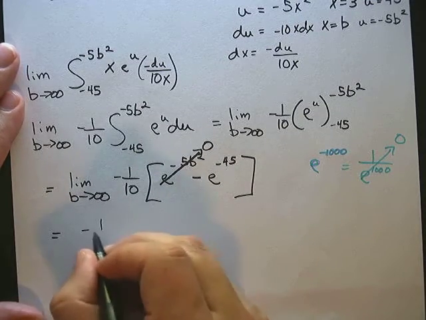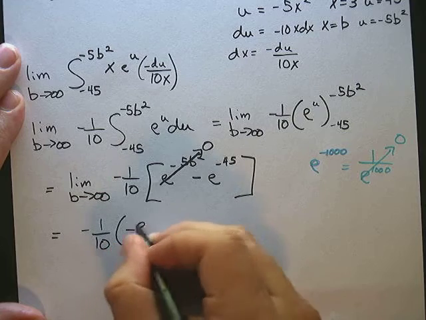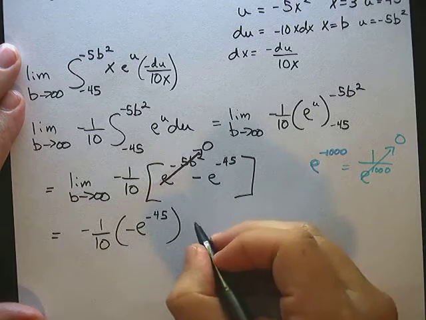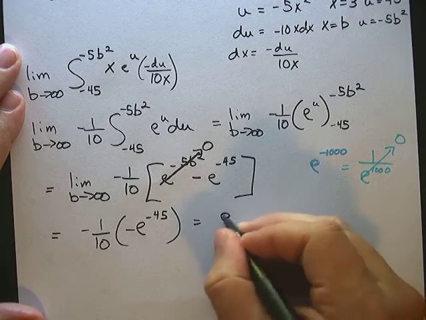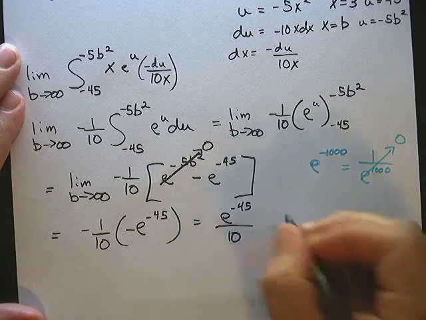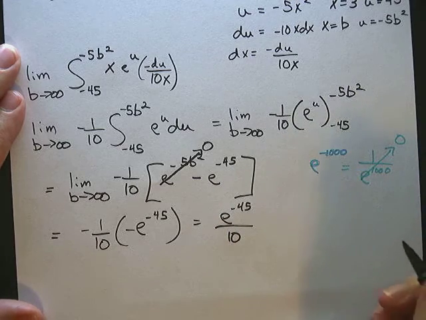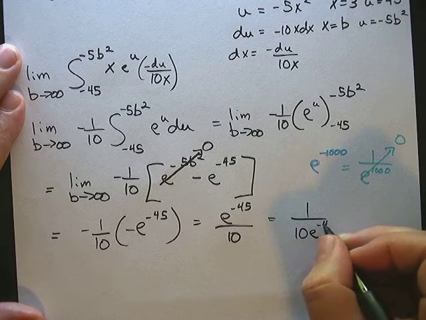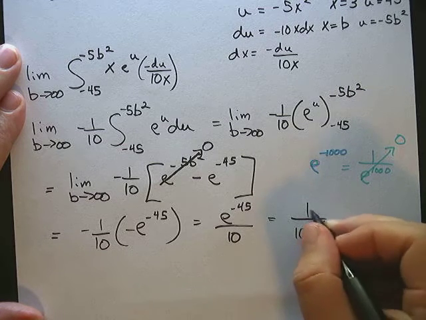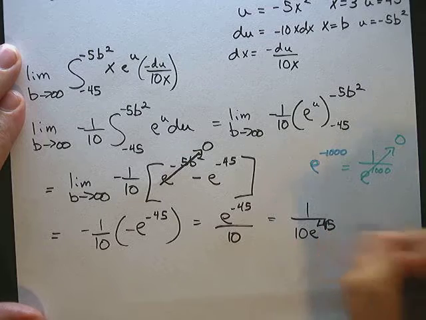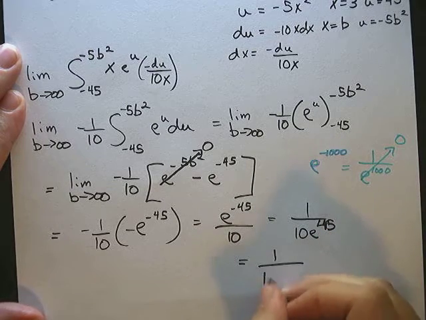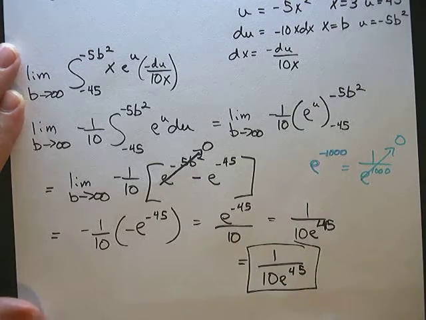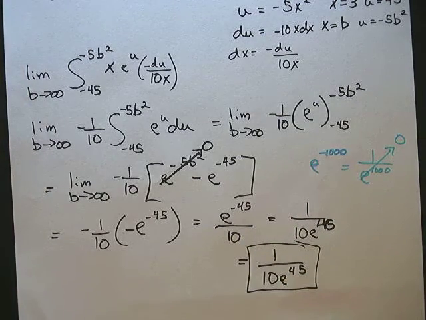This is just going to be negative 1/10 times negative e to the negative 45. Let's clean that up. The negatives cancel each other out, so that gives us e to the negative 45 divided by 10, and you can leave it like that. That's perfectly fine. Or you can write it as 1 over 10 e to the 45. So it does converge, and that's what it converges to.